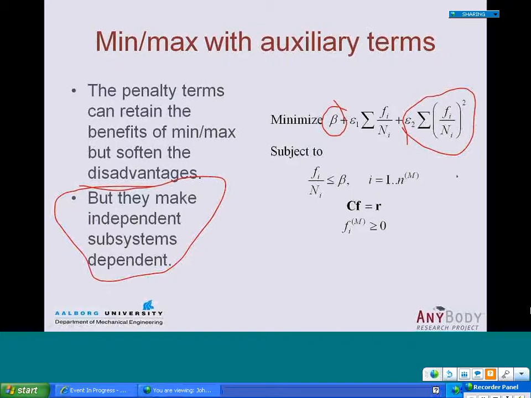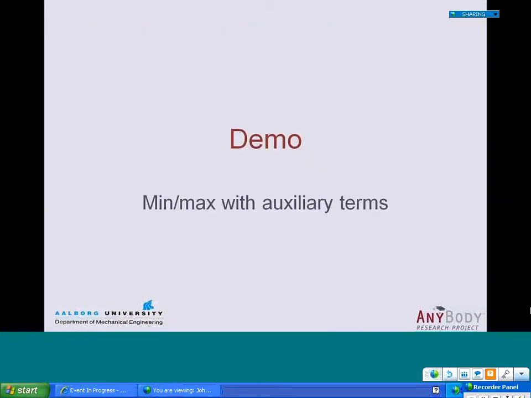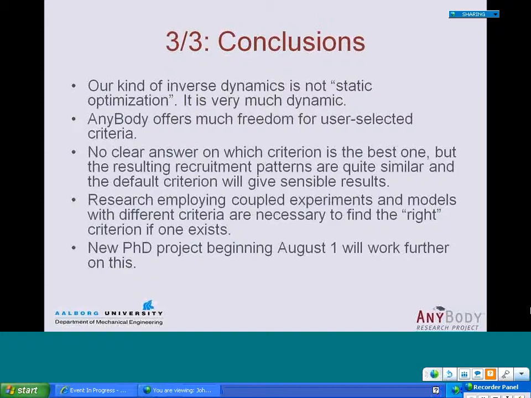And that is the reason why we are still not completely ecstatic about the min-max auxiliary kind of criterion, and we keep looking for better criteria. That is also the reason why this criterion is not the standard criterion in AnyBody, but the third-order polynomial criterion is the standard. I've actually come most of the way through.